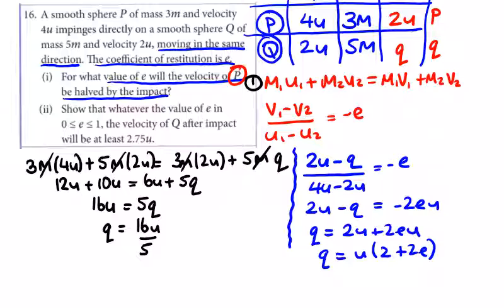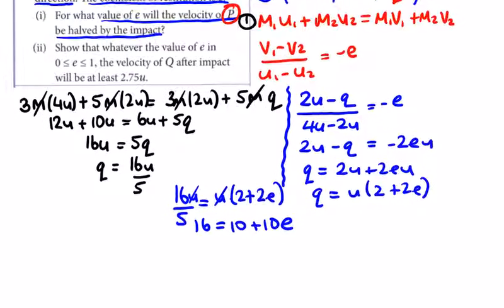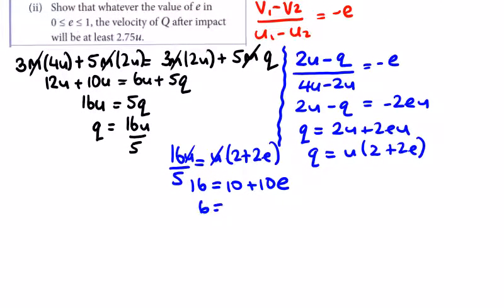So now we have two values for q and we're asked the value for e. So we should be able to equate these two. 16u over 5 equals u times 2 plus 2e, and you can see here we can divide by u and we'll just be left with e. That's the only unknown. So 16 is equal to 10 plus 10e, cross multiplying. We're going to get 6 is equal to 10e, so e is equal to 6 over 10 in this question, or 0.6 for part 1.